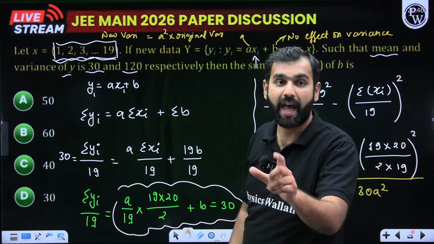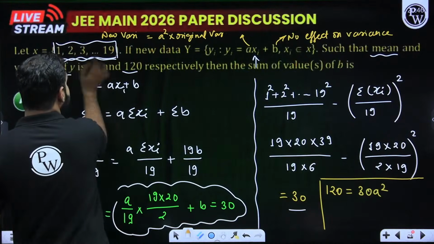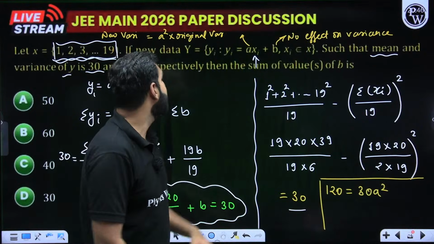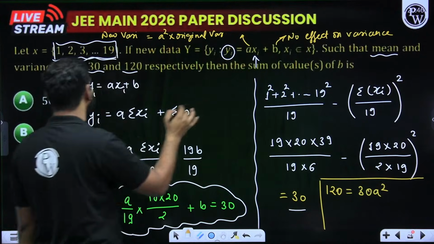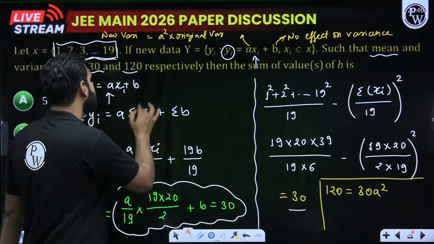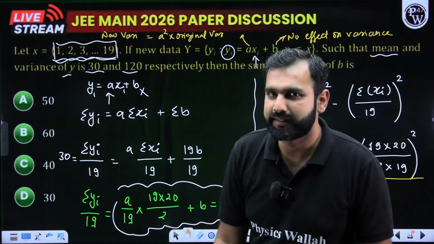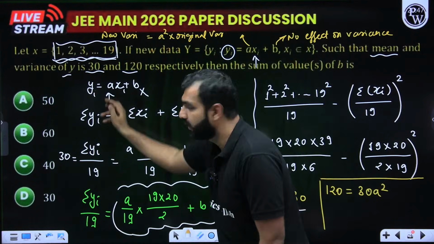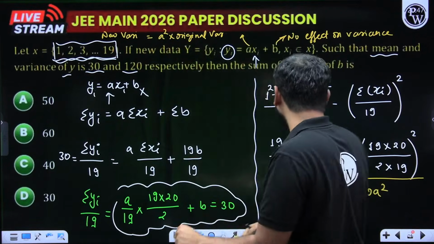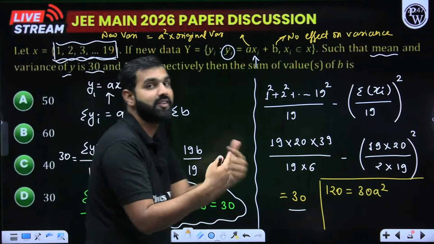But no, here we are dealing with variance. So what changes happen with variance? Look at this. Let's say the variance of this data is 30. The variance of this data, where you are multiplying each observation by A and adding a constant value, the constant value will not play any role in deciding the new variance. But if each observation is multiplied by a certain fixed constant, then the new variance will be A square times the previous variance.